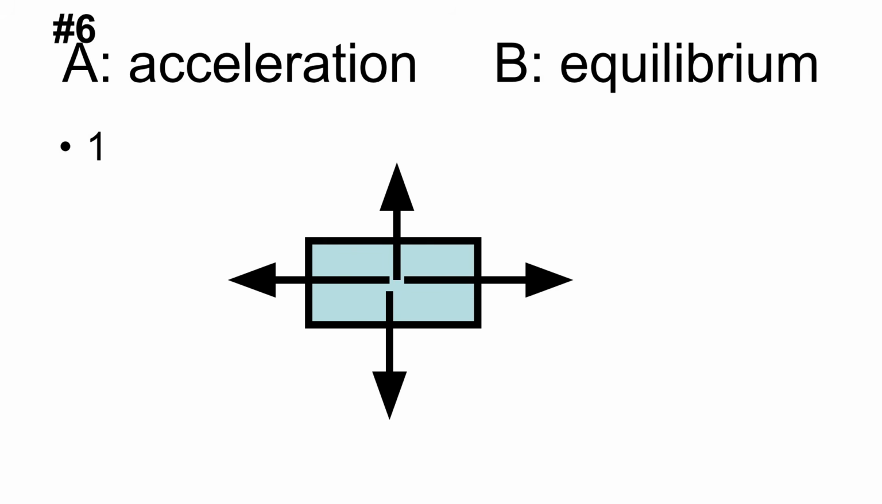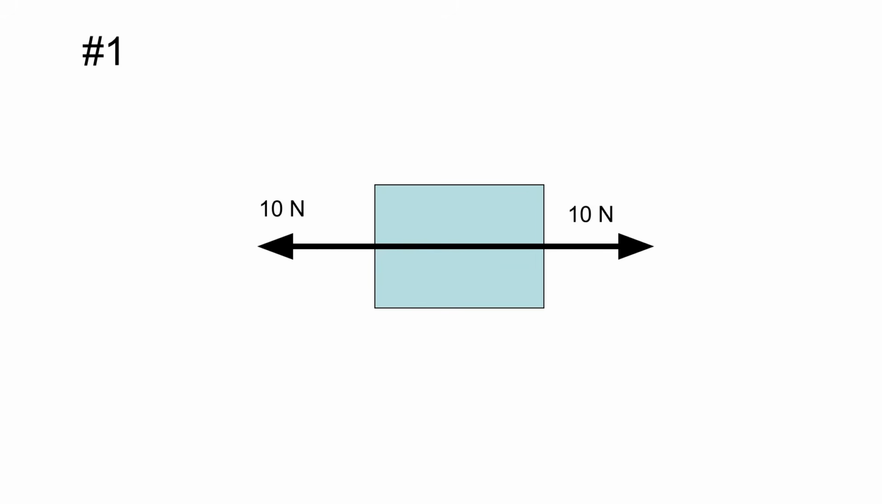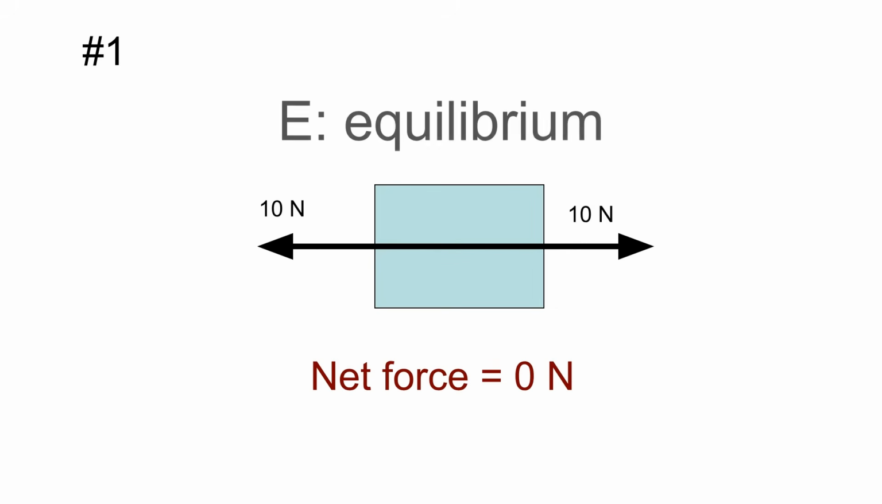Diagram number 6 shows 2 forces pulling up and down, both at 20 newtons, and 2 forces pulling left and right, both at 10 newtons. Is this acceleration or equilibrium? Now let's go over the answers for the physics quiz. For diagram number 1, the net force is 0 newtons. This means the object is in equilibrium, so the answer is E.